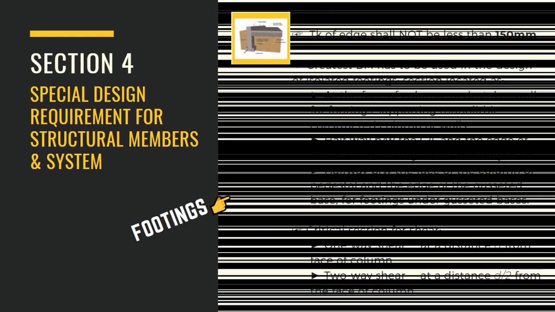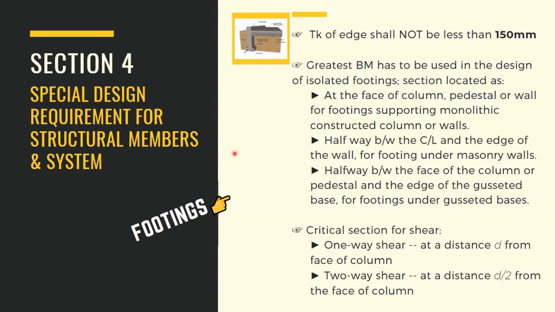The thickness of footing edge shall not be less than 150 mm. This is the major criteria for footing. The greatest bending moment has to be used in the design of isolated footings. The section has to be located as follows: at the face of column or pedestal or wall for footings supporting monolithic constructed column or walls.